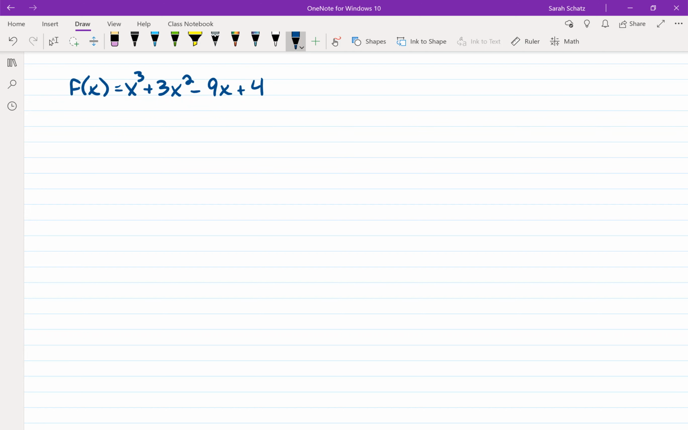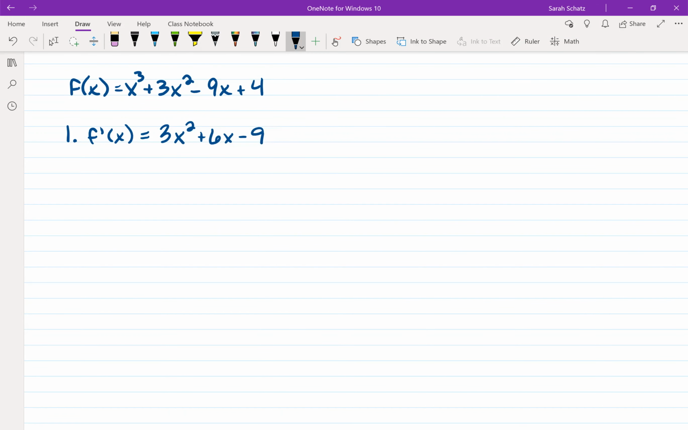So step one is always the same. You guys take the first derivative. Or for us right now, just take the derivative. We only have the one. So take the derivative, guys. Power rule, 3x squared plus 6x minus 9.